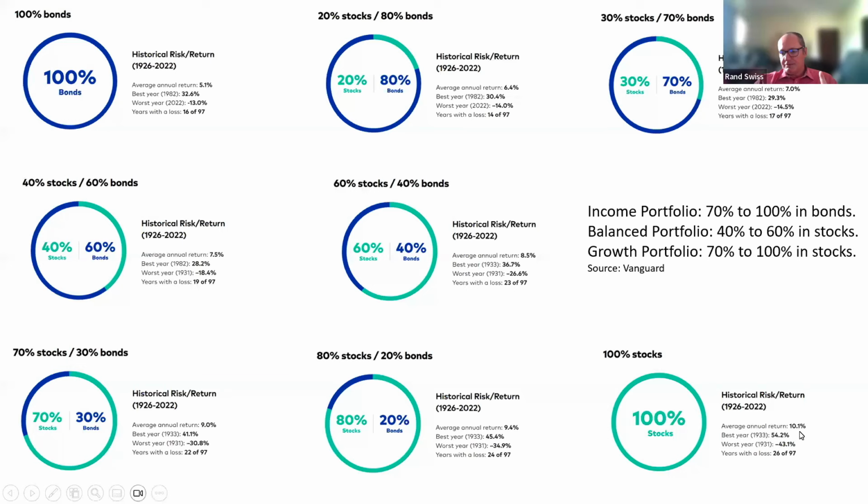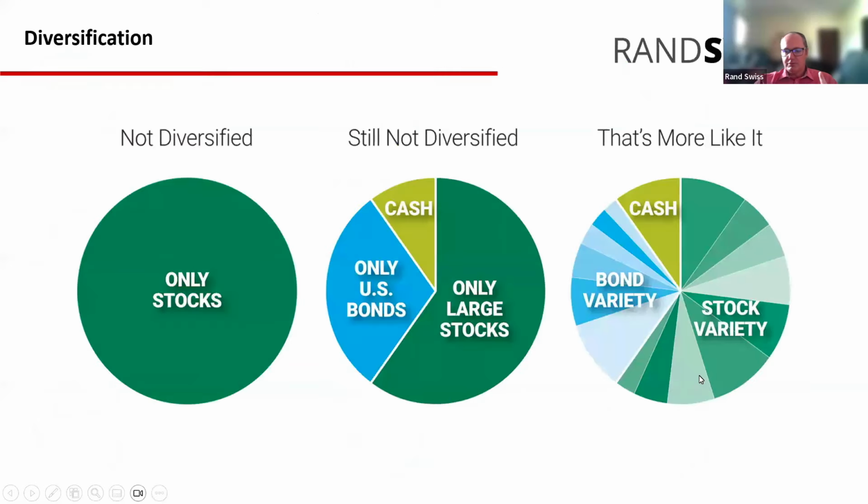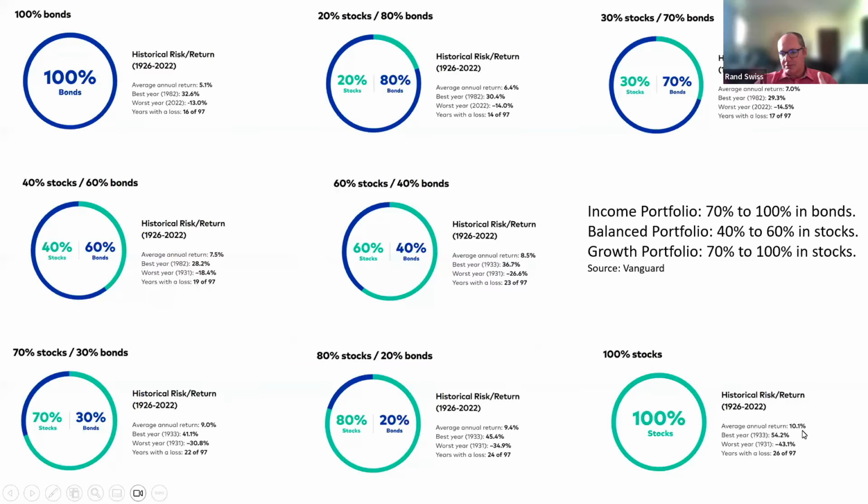So you can see the average return here gives you 10.1. And over here, it gives you 5.1. So you basically get double the return for that added stress and gray hair that you're going to get. But so you get rewarded for it. However, it depends on your personality as well. But we're going to go deeper into that in a few slides.